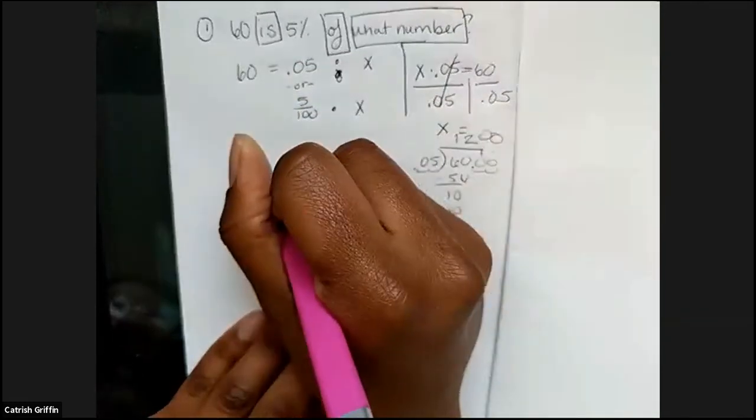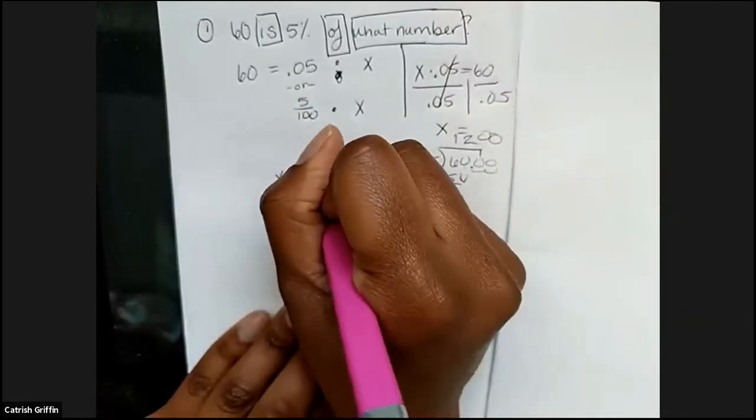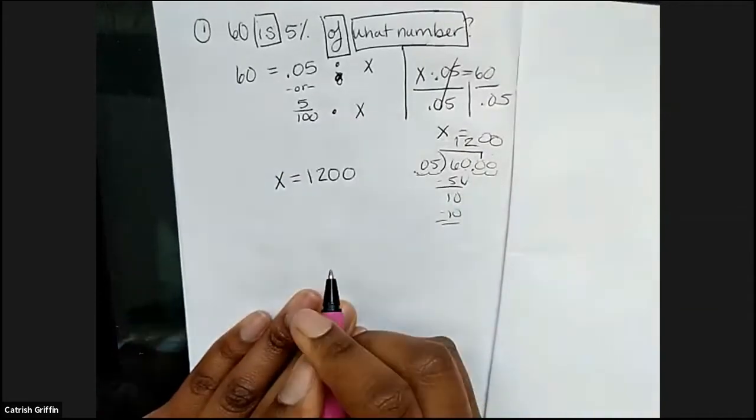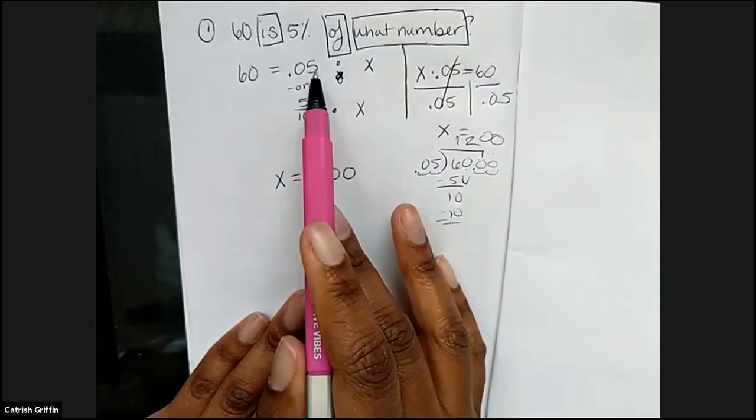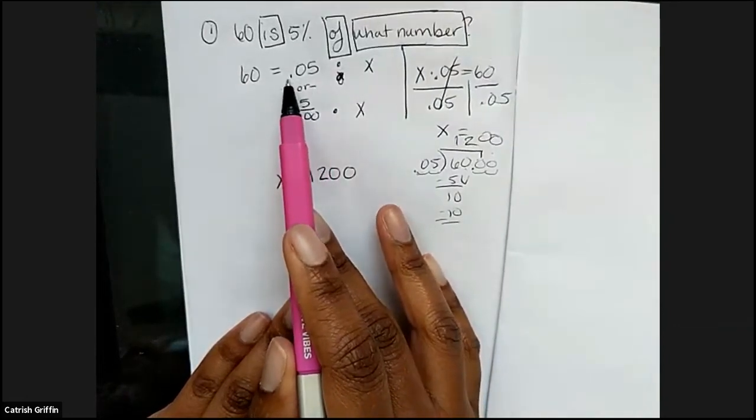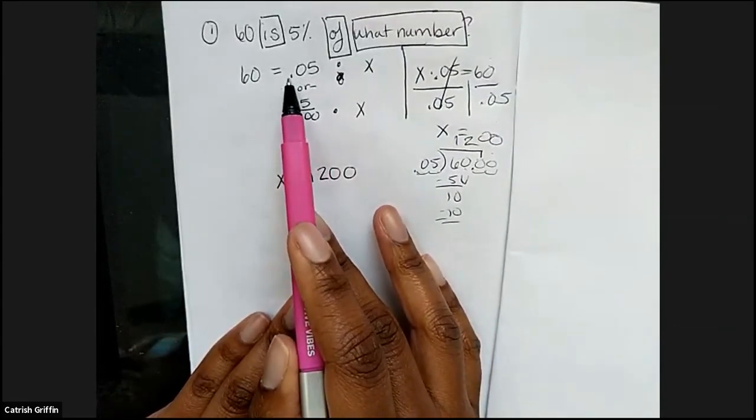So once I get that, X is equal to 1,200, because my decimal is not in front of the 5, it's in front of the 0 in front of the 5.